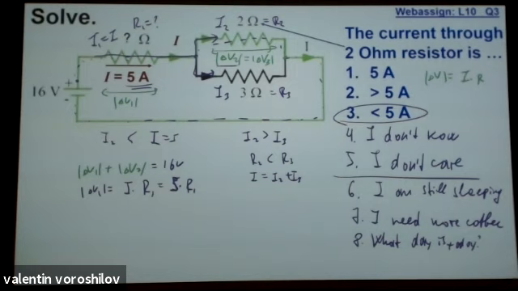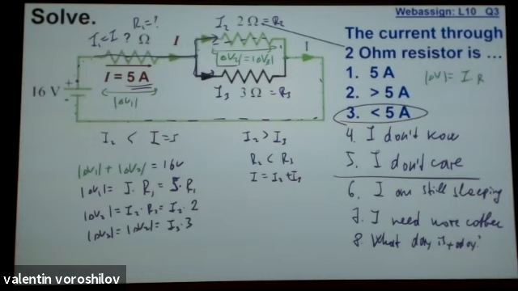We can write the equations for them. Delta V2 is equal to I2 times R2, which is I2 times 2. Delta V3, which actually is the same as delta V2, should be equal to I3 times 3. See how many equations we have. What else can we do?